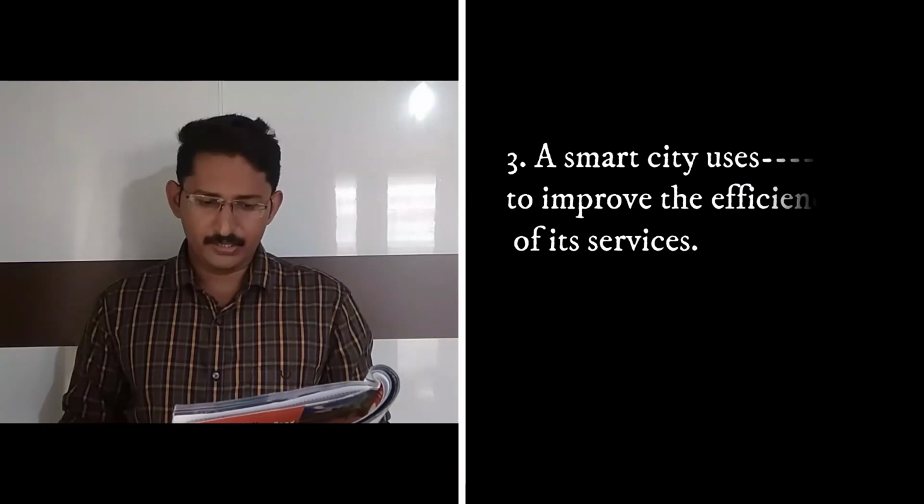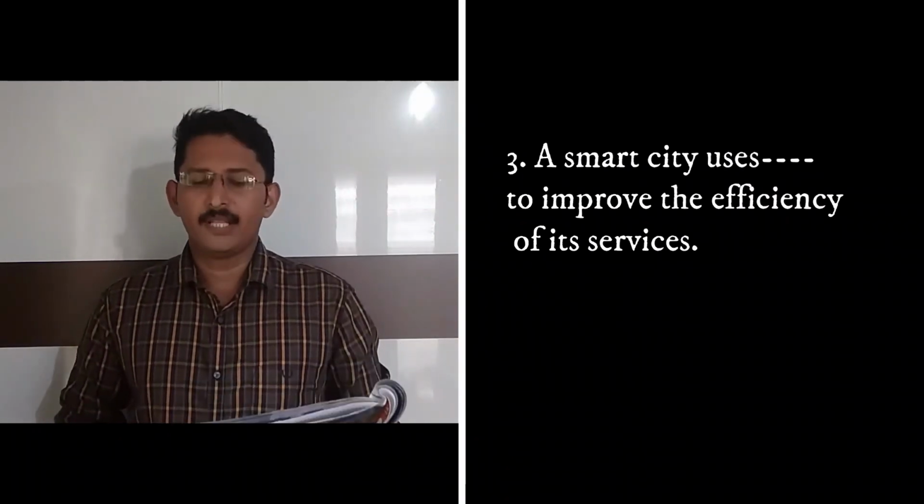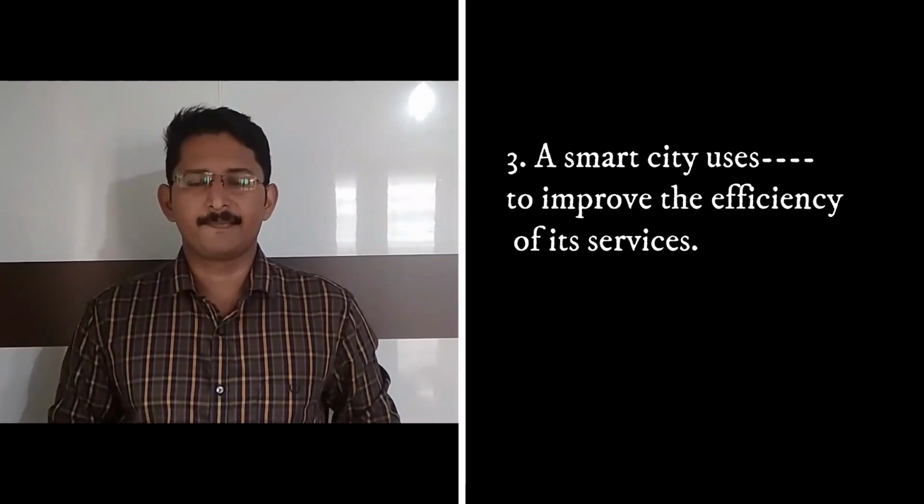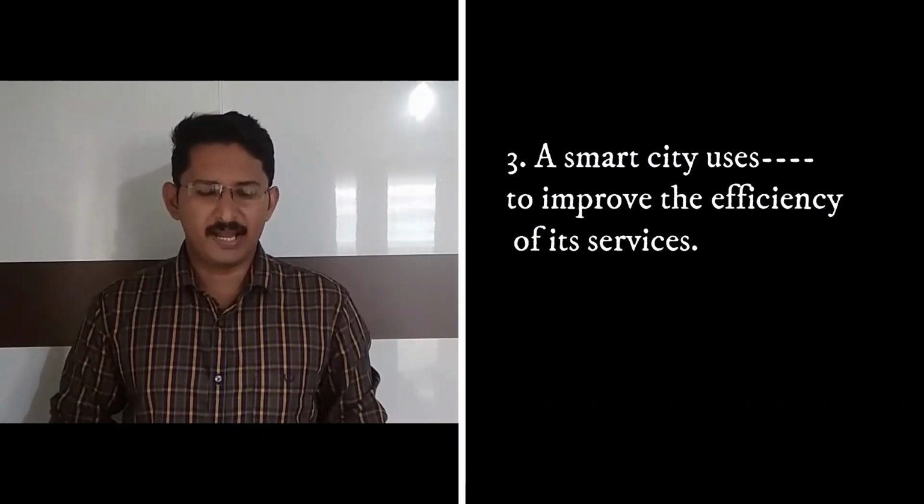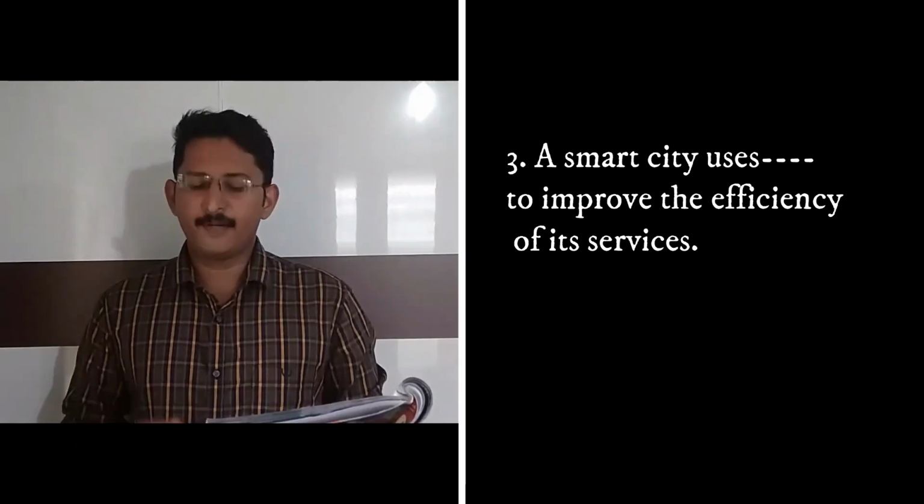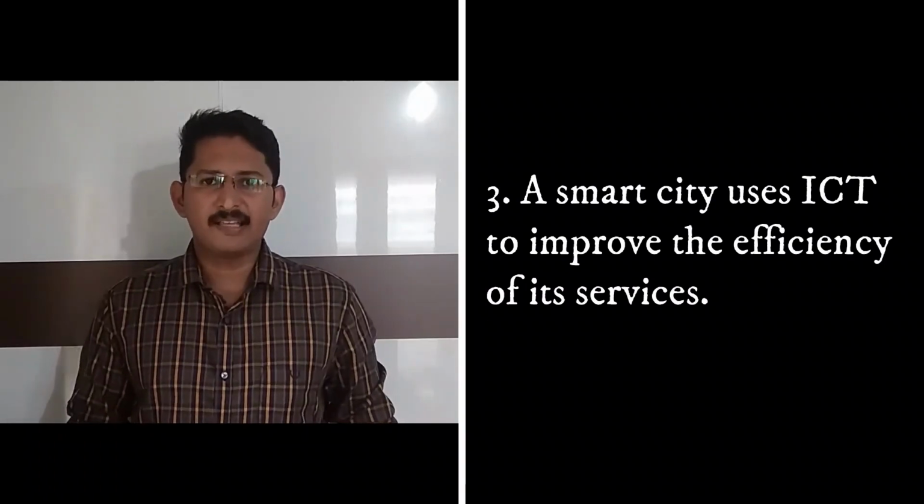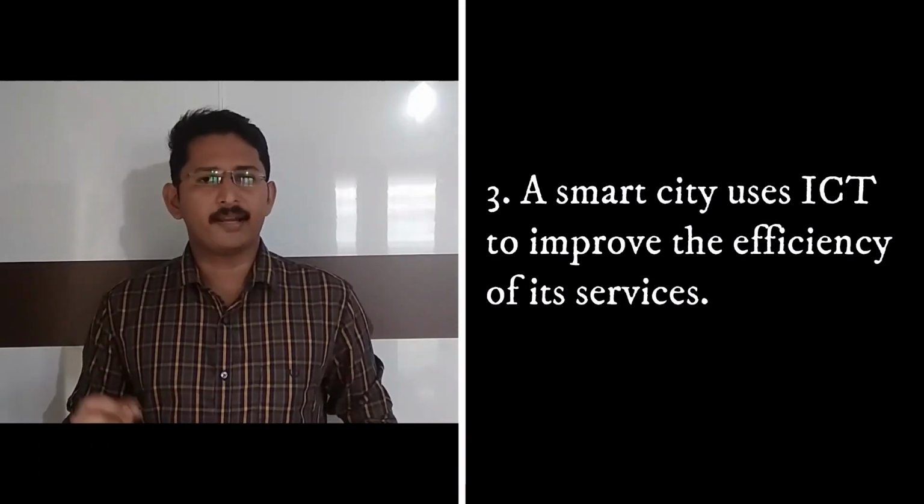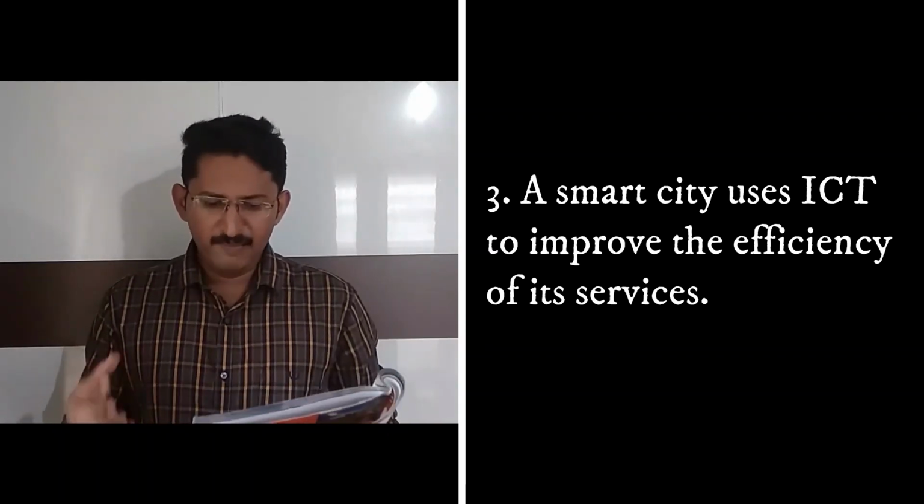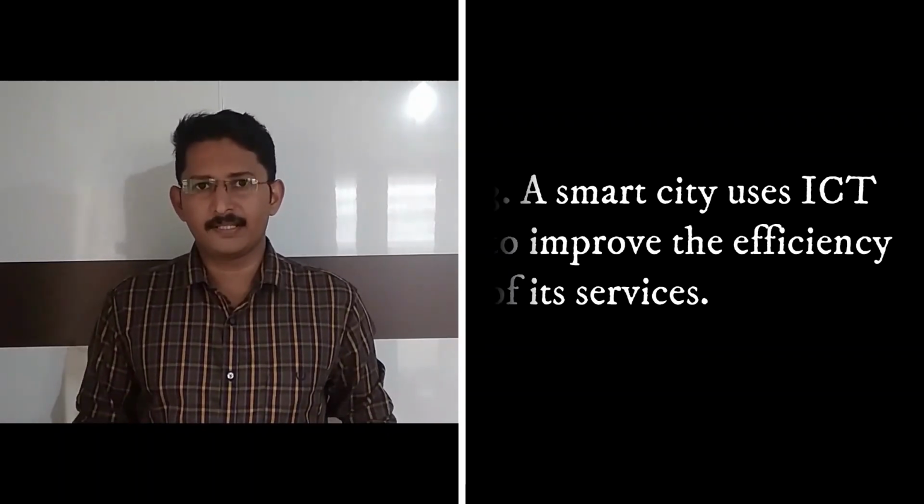Moving to the third question. A smart city uses dash to improve the efficiency of its services. What is the right answer here? We have learned it is ICT. A smart city uses ICT, which means information and communication technology, to improve the efficiency of its services. So ICT, and in the bracket you can write information and communication technology. So that's the answer for the third question.